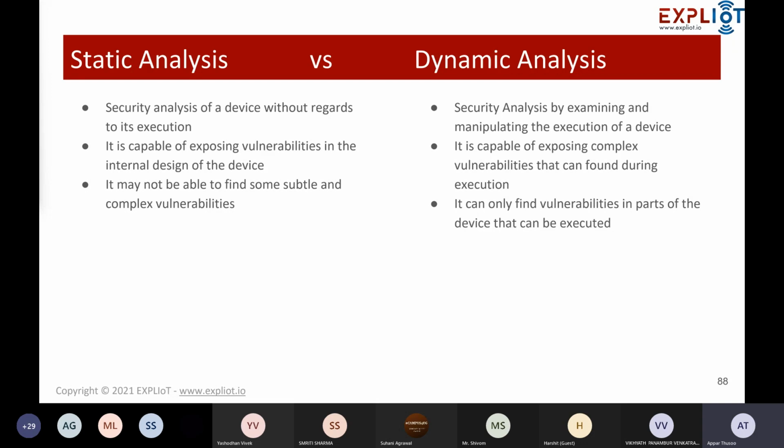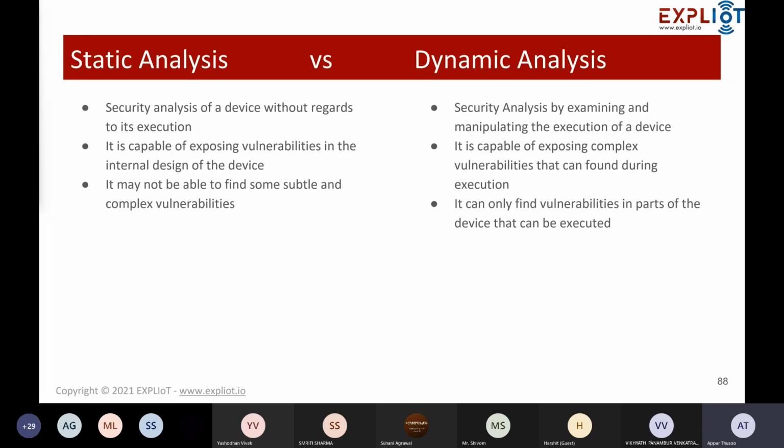It may not be able to find some of the subtle and complex vulnerabilities because we are not doing this in an execution environment. It is just a static piece of code that we have found, and it could also have many false positives as well.